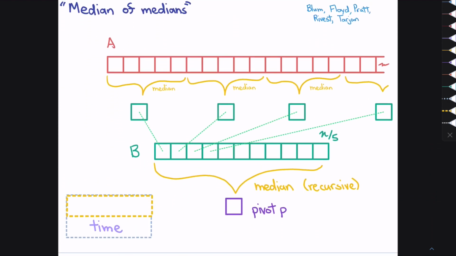So what would be the running time of this subroutine? If we continue to let T of n be the running time of select, because we're using select to compute the exact median, what would be the running time of approximate median, or this median of medians? T of n over 5, because I'm calling select on n over 5 elements, plus big O of n, just to do the groups of 5 and get the median of each.